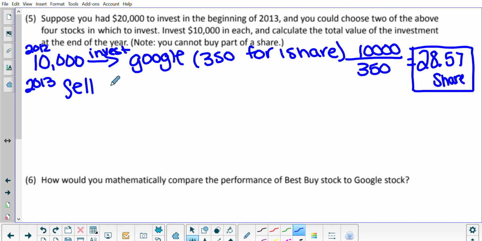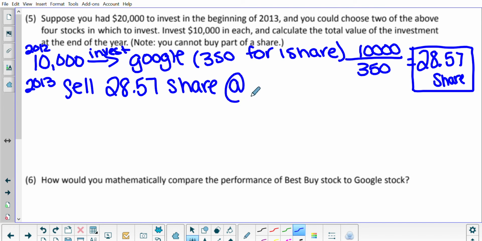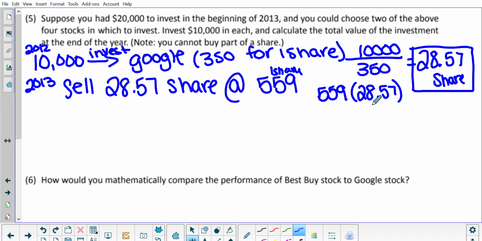I'm over Google. We're going to sell that 28.57 shares, and we're selling it at a price of $559. So how do I find out how much I'm technically making right now? In order to do that, I need to multiply this times this, because this was for one share. Well, I have way more than one share. So I'm going to do 559 times 28.57, and this is how much money I received by selling it.